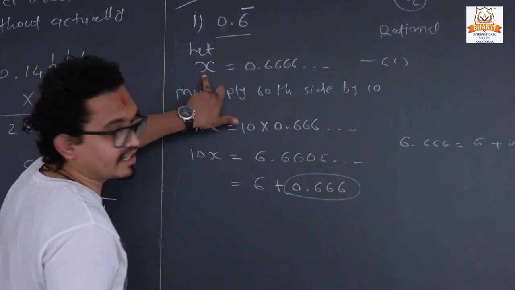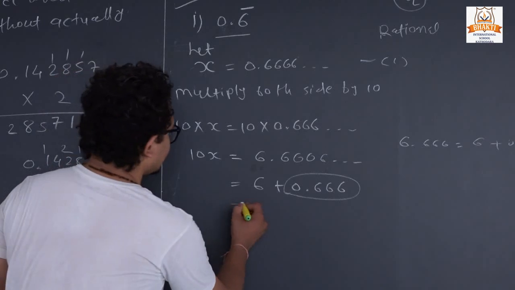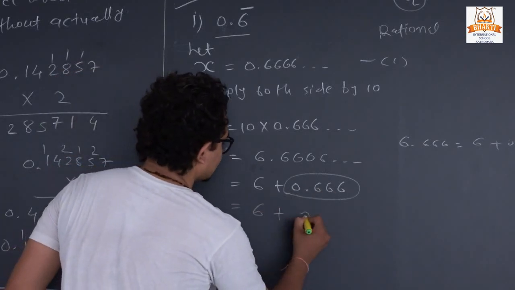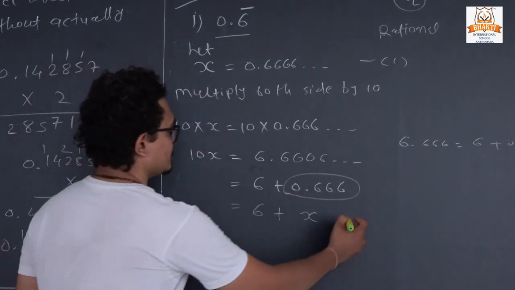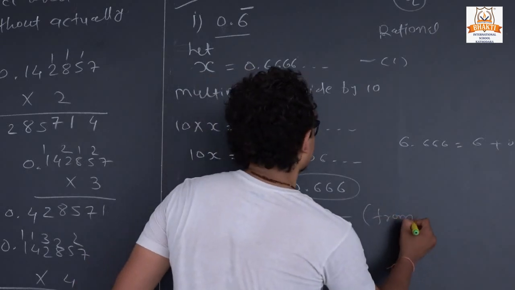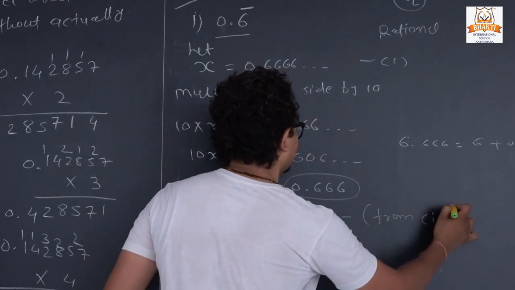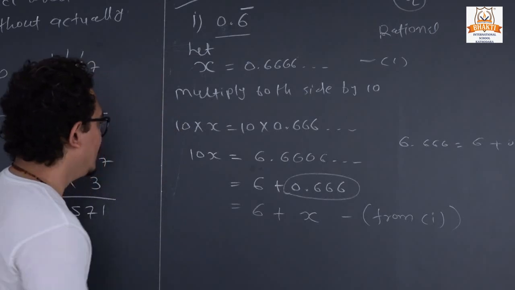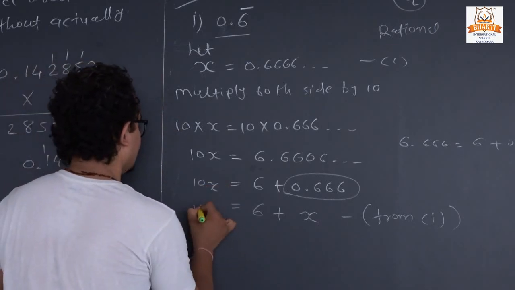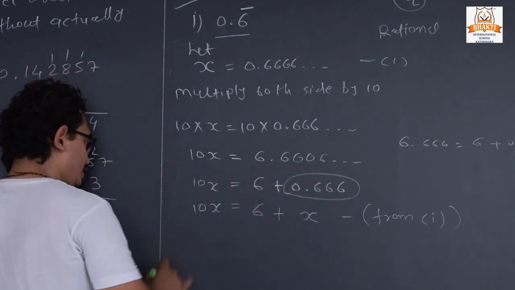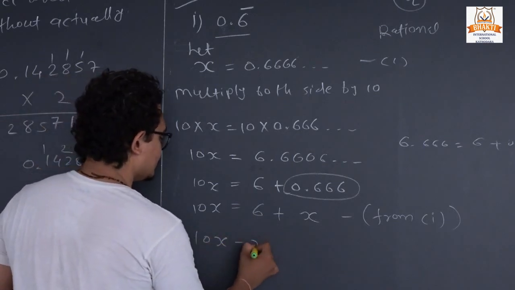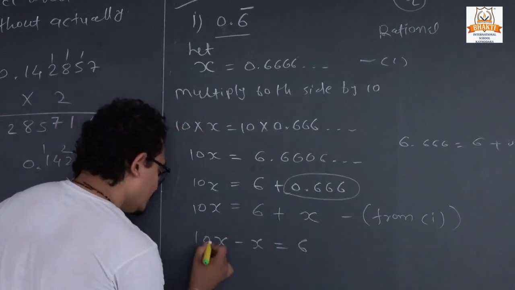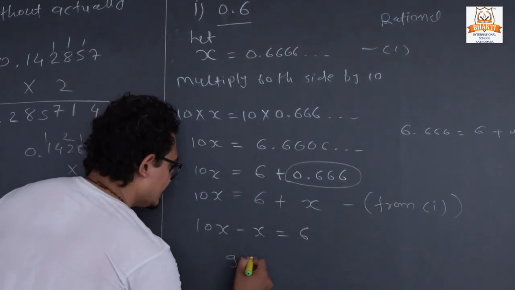0.666 is equal to x. So we can replace this with x. So 6 plus x. Here we can also write it from equation number 1. Now if x is going to the second side, it becomes minus. So 10 minus 1, so it will be 9x.